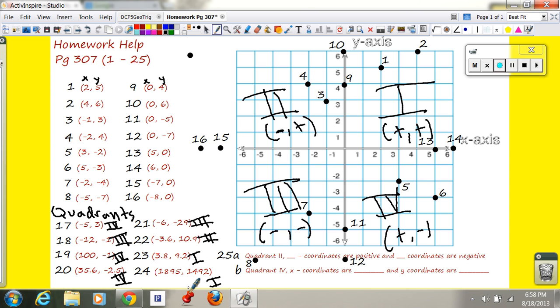Those are big numbers. And then the last one, number 25a, says in quadrant 2, blank coordinates are positive and blank coordinates are negative. To get to quadrant 2, your y coordinates are positive and your x coordinates are negative. Positive y, negative x. In quadrant 4, x coordinates are positive and y coordinates are negative.